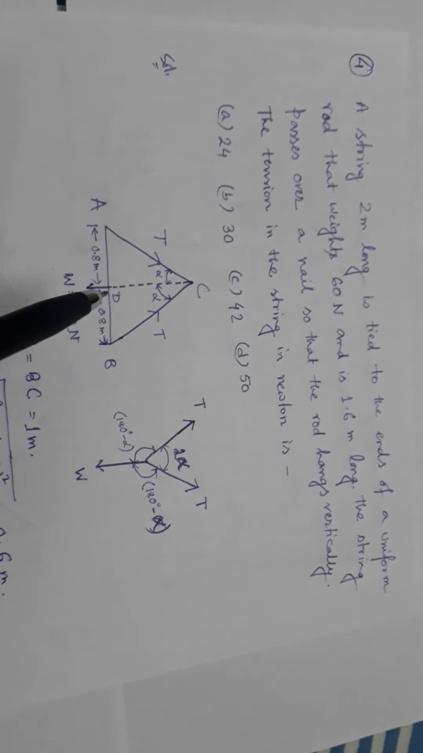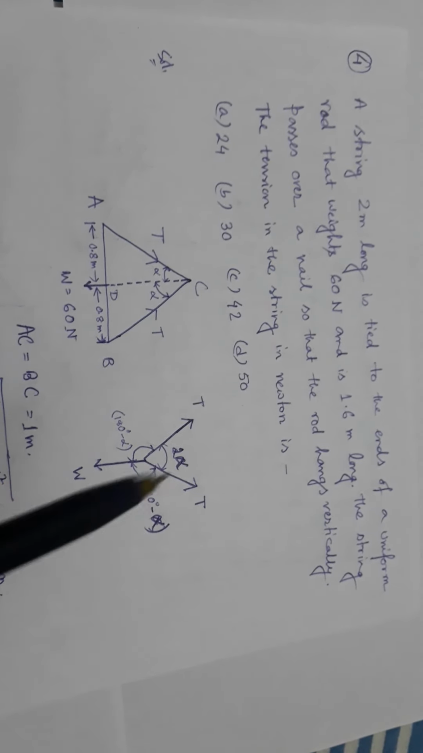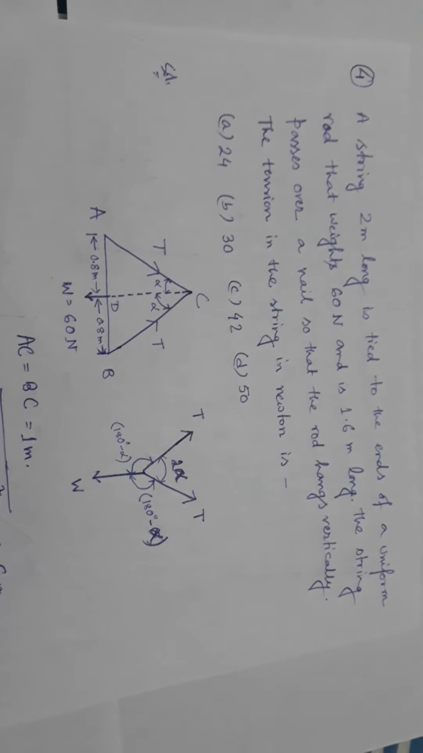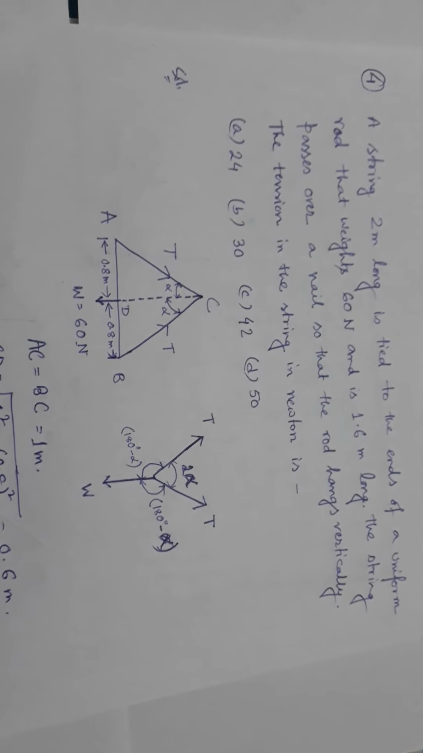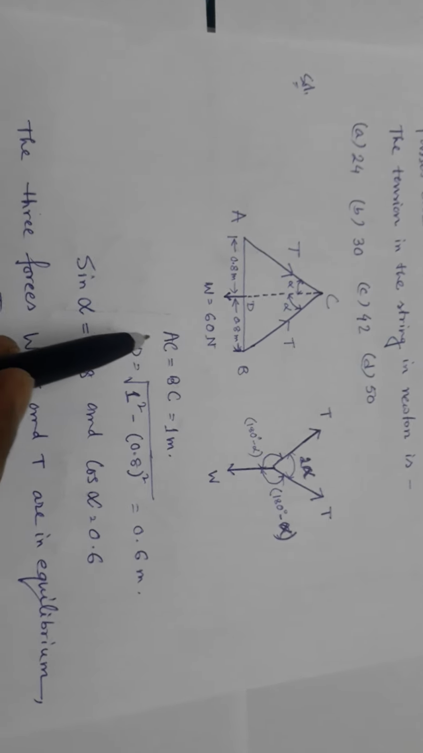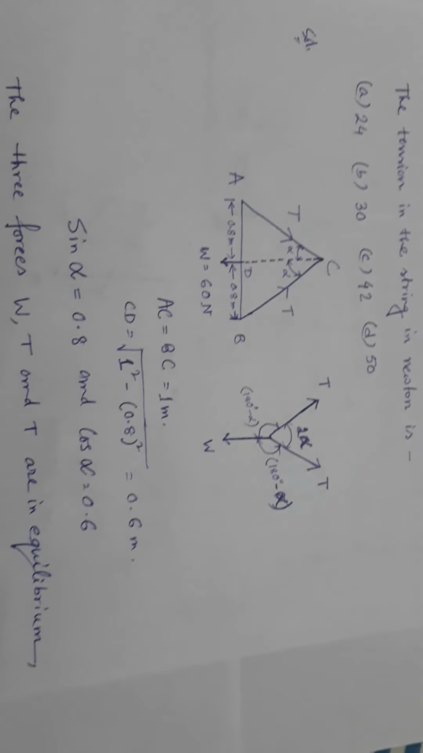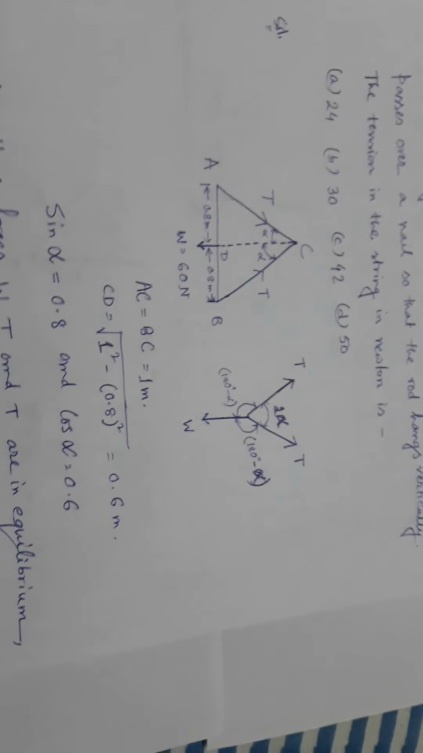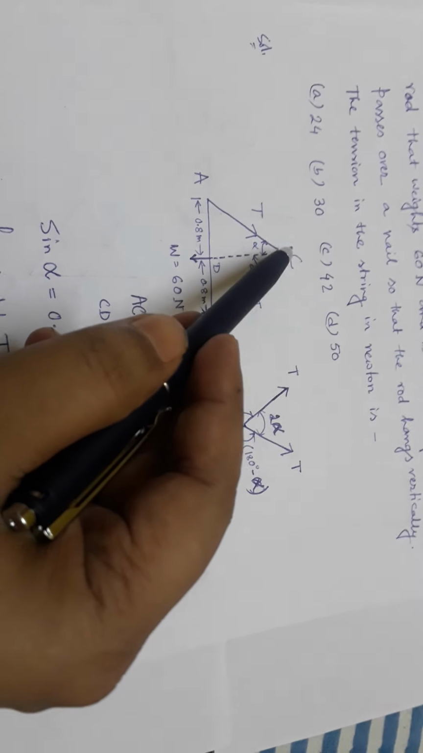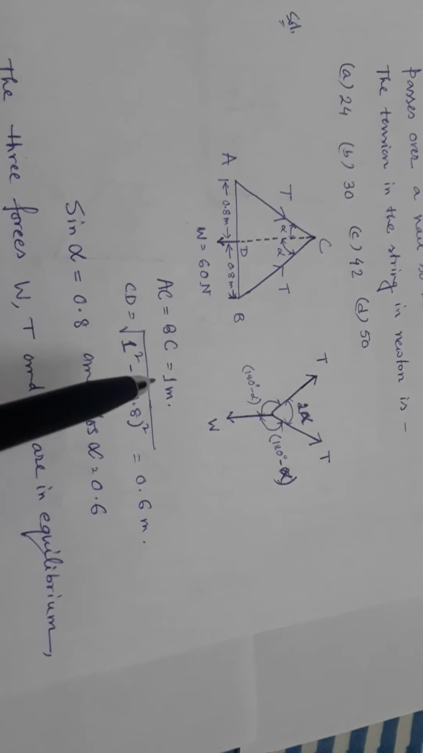From this diagram, you can draw a free body diagram as I discussed previously. From this free body diagram, we can write that AC equal to BC equal to 1 meter, because the total length of the string is 2 meters. This is AC and this is BC, 1 and 1. So AC equal to BC equal to 1 meter.